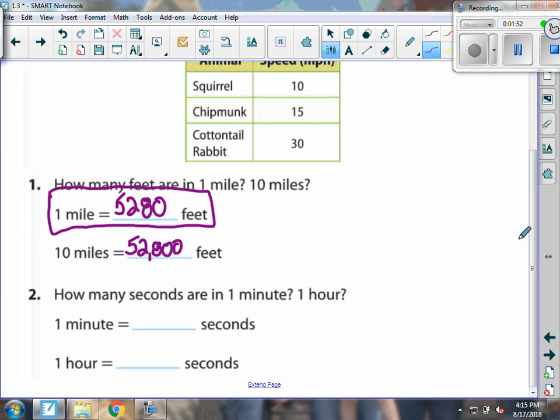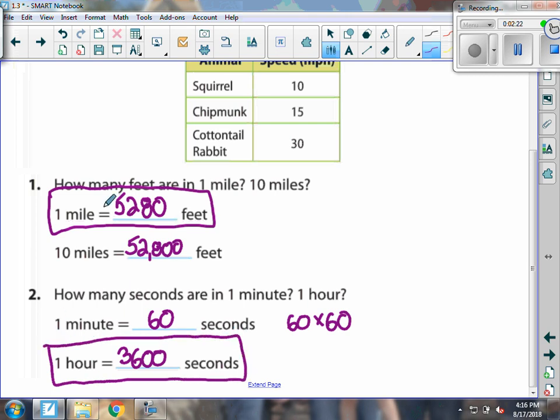How many seconds are in 1 minute? That one should be pretty easy. There's 60 seconds in a minute. But how many seconds are there in an hour? If there's 60 seconds in 1 minute, and there's 60 minutes in 1 hour, if you multiply 60 times 60, that's going to tell you how many seconds are in an hour. That is 3,600. This is the second number you need to memorize.